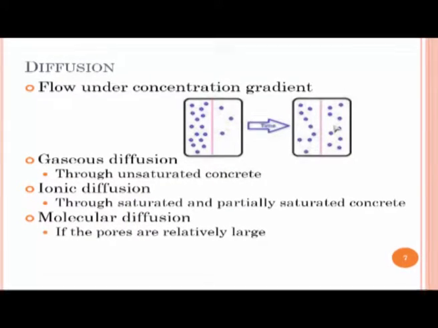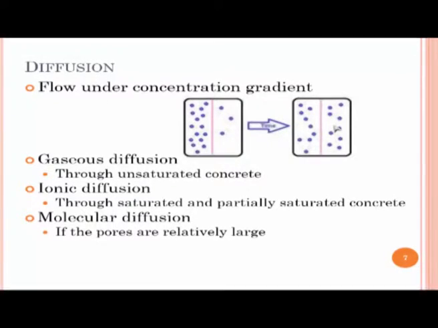For example, carbon dioxide can also diffuse into the concrete. The only problem with carbon dioxide is, while chloride diffusion can happen in saturated conditions, carbon dioxide needs only partially saturated conditions for diffusion. So carbon dioxide cannot diffuse if the system is totally wet or totally saturated. That is the difference between chloride and carbon dioxide diffusion.